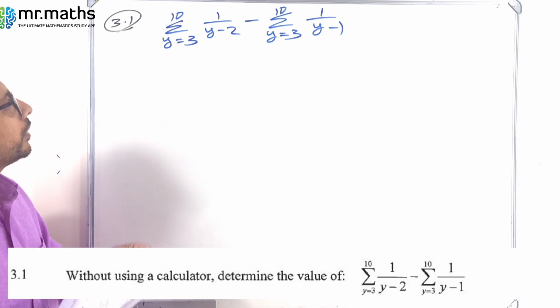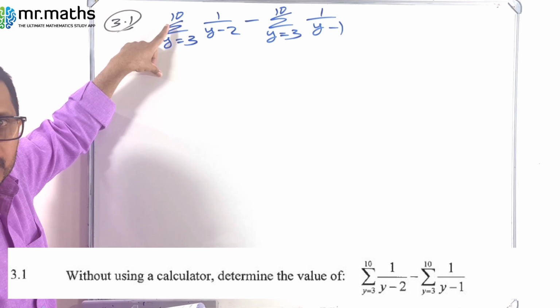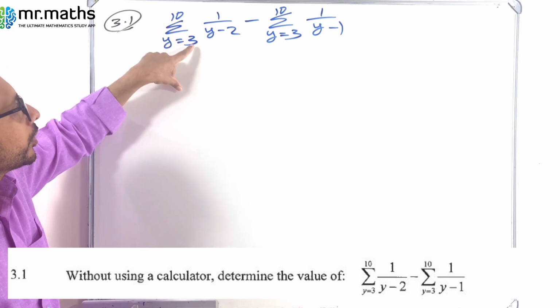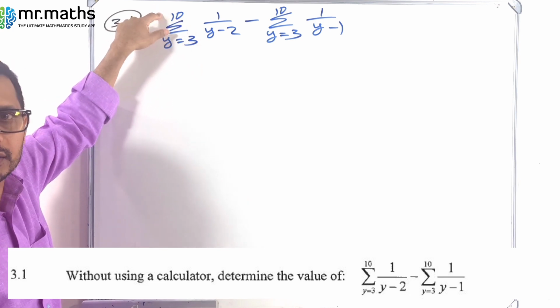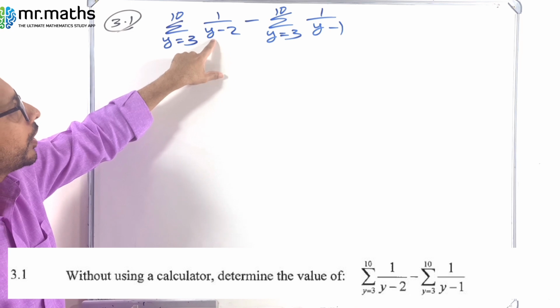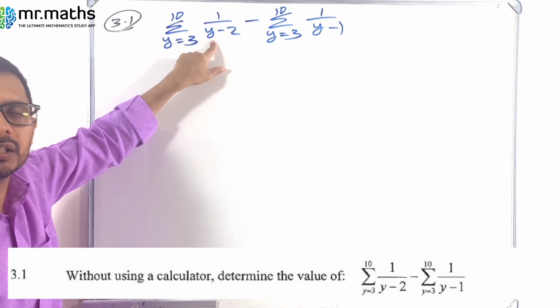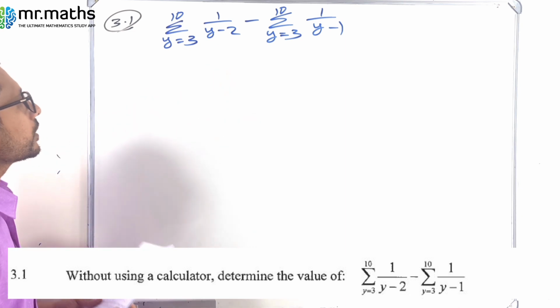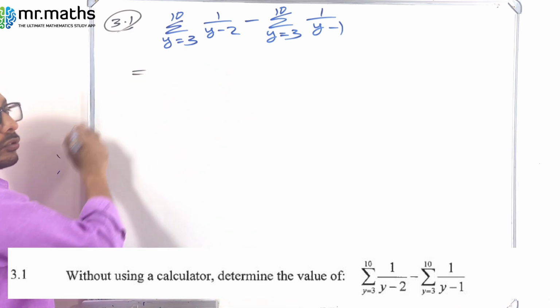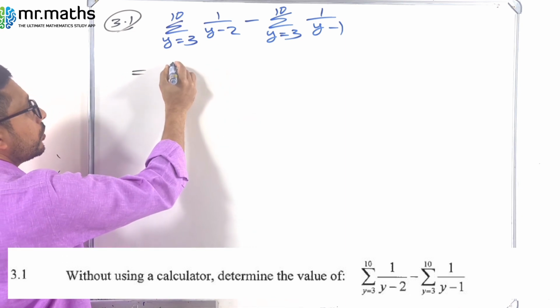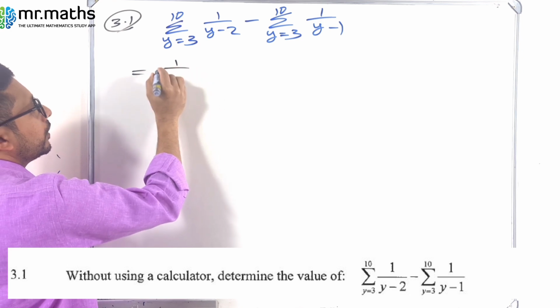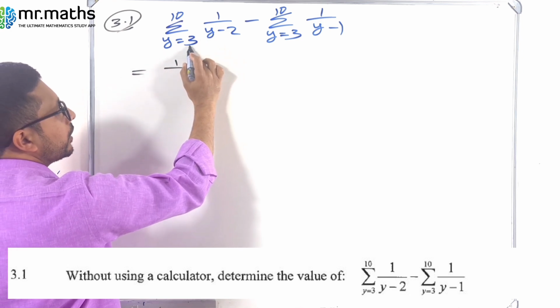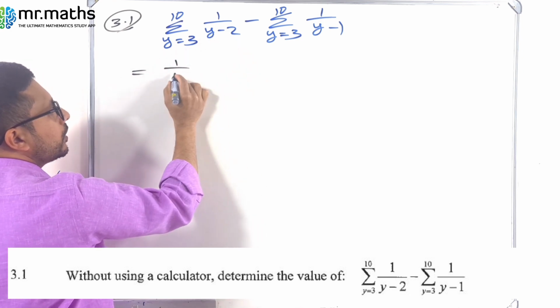Okay. So here look at this one. Sigma means sum. You know that. From where to where? 3 to 10. So in this y value, first we have to substitute 3, then 4, then 5, then 6, then 7, like that. So what is that one? Let's try to expand. We are not allowed to use a calculator. So 1 divided by, what is 3? First, y value is 3. 3 minus 2 is 1.